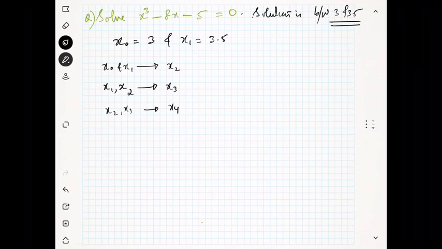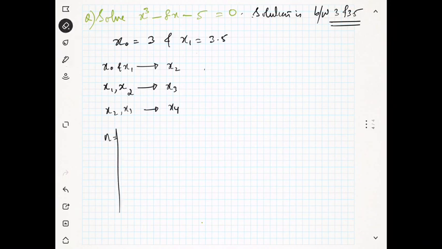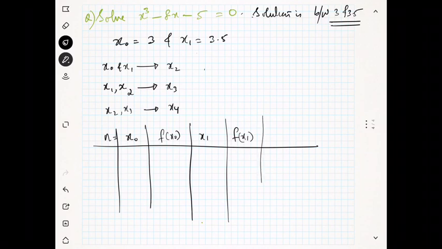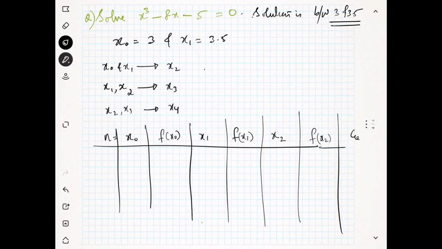So for that we will be drawing the columns. So at first we have number of iteration, and then x0, then f of x0, then x1, f of x1. After that, by using x0 and x1, we will find x2, and also we will find f of x2, and also you can find the relative error. Okay, that is up to you.